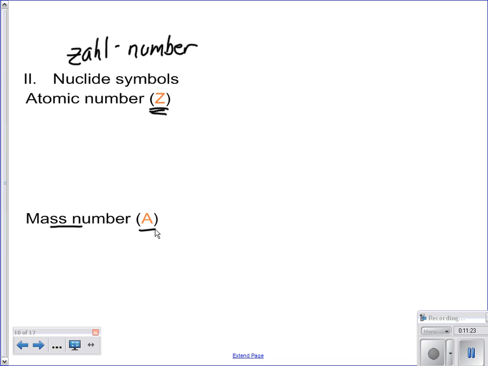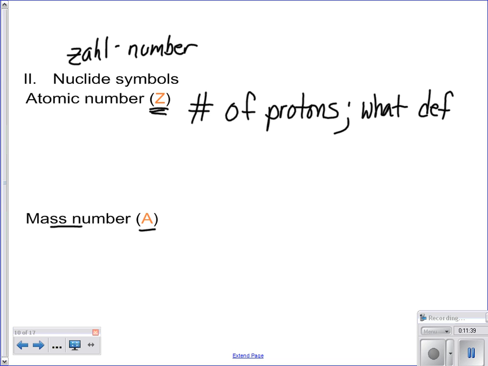What is the atomic number? It's equal to the number of, say it again, protons. Number of protons. It is what defines that element. If I say, hey, I've got an atom here that has 6 protons, there's no doubt the only possibility is it's got to be carbon. So the number of protons defines what the element is, and that's your atomic number.